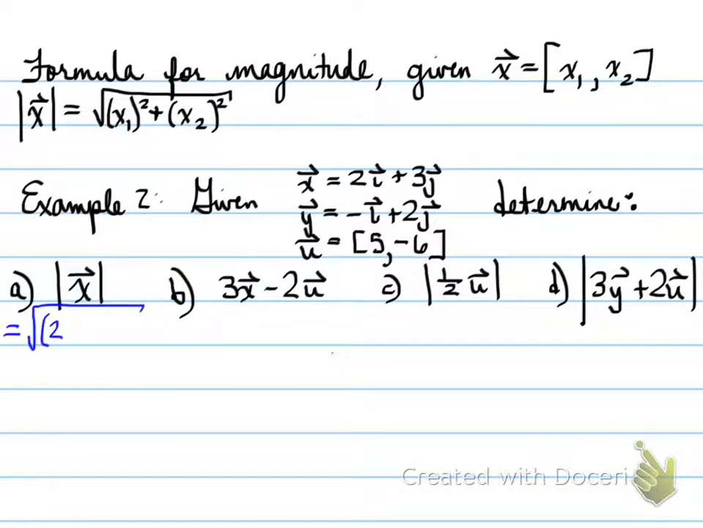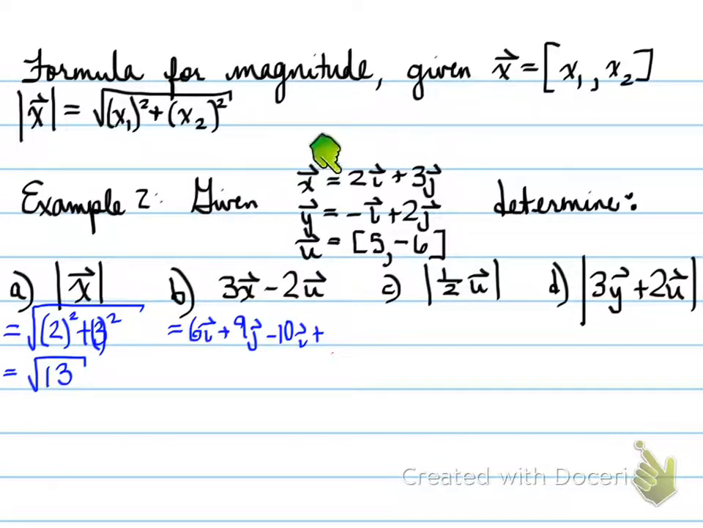Well, folks, just like we just talked about above, all we do is take the component vector, the x component and the y component, and we'd write 2 squared plus 3 squared. And we find the value is root 13. Do the same for 3 vector x minus 2 vector u.